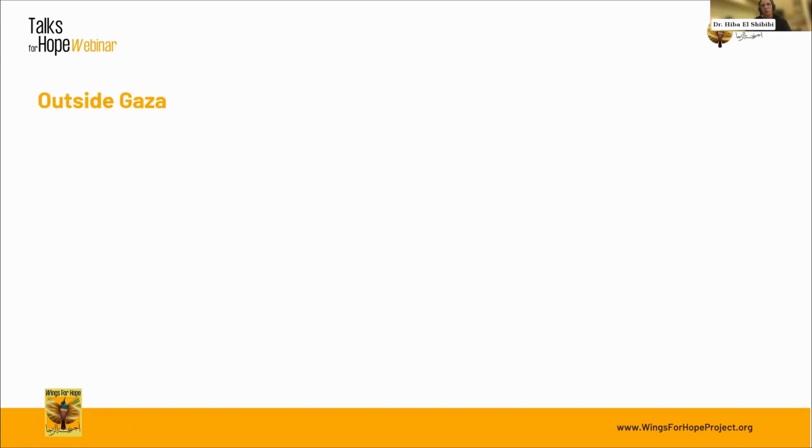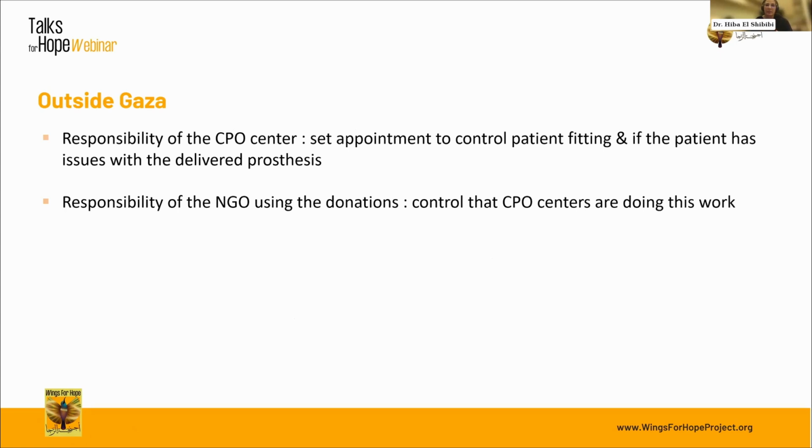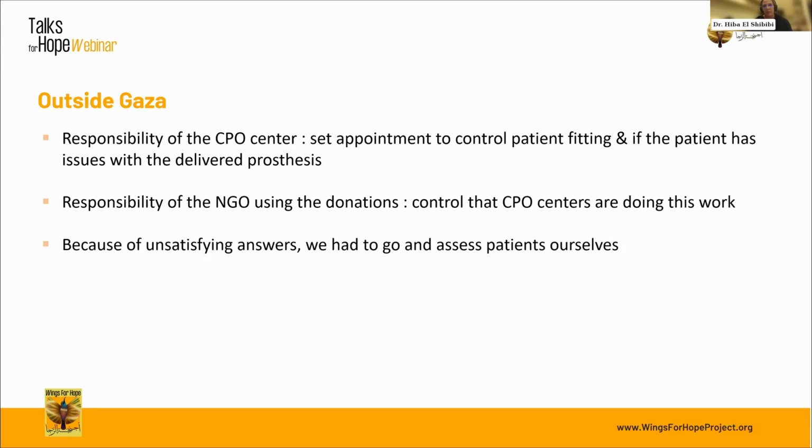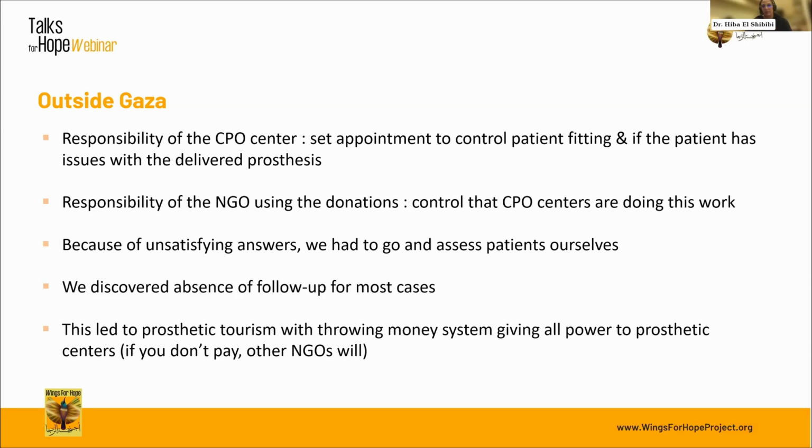I just want to mention that this is the responsibility of the CPO center to set appointments and follow-up appointments for the patients. And this is the responsibility of the NGO that is paying the CPO center to control that they're doing this work. Basically, we had to go with Dr. Youssef to visit our patient because we didn't have satisfying answers. And we discovered that there is, for most cases, no follow-up. And because there is no follow-up, the patient ends up with several prostheses.